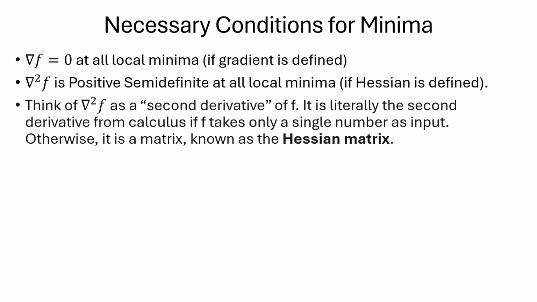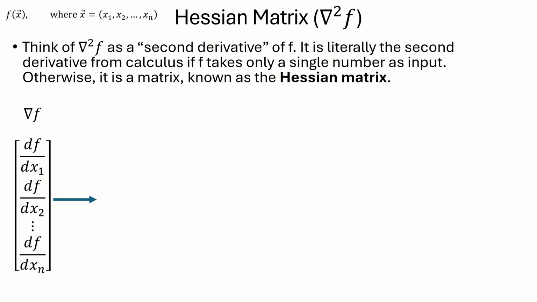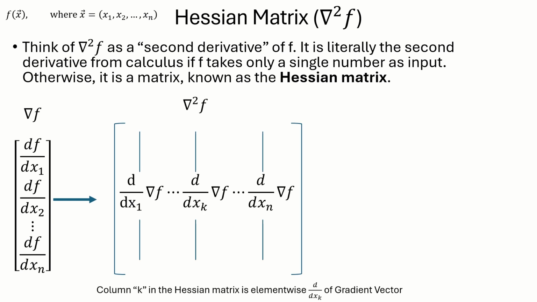First, let's discuss what the Hessian matrix is. It helps to think of the Hessian matrix as the second derivative of a function that has vector-valued input. Let's get our symbols straight first. Let's say our function f takes a vector x as input, where x is itself a vector with entries x1, x2, and so on up to xn. The Hessian matrix is found by differentiating the gradient of the function, which we consider to be a column vector here and for the rest of the video, where by differentiating, we mean building a matrix whose kth column is the element-wise derivative of the gradient of f with respect to the kth input variable.